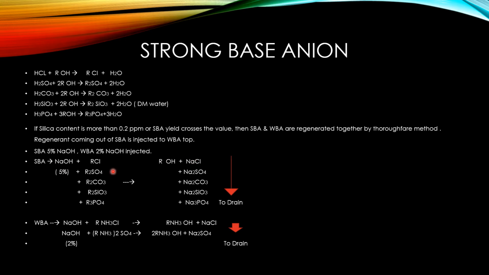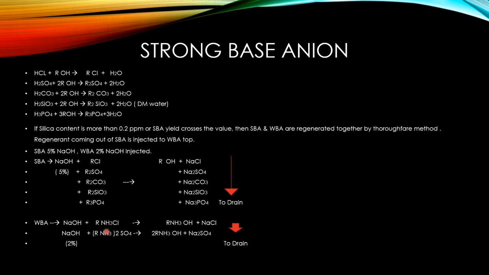The SBA and WBA regeneration equations we will see now. In the SBA, 5% NaOH is used, which will replace the chlorides, sulfates, carbonates, silicates, and phosphates in the resin and bring the resin back to ROH form. Sodium chloride, sodium sulfate, sodium carbonate, sodium silicate, and sodium phosphate will go to drain. The outlet NaOH of SBA is 2%, coming to WBA, and it will regenerate the WBA resin.